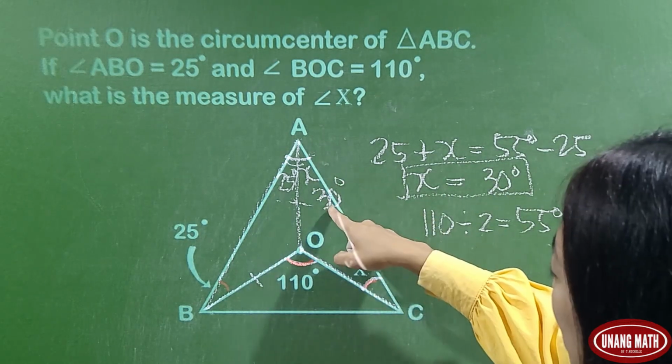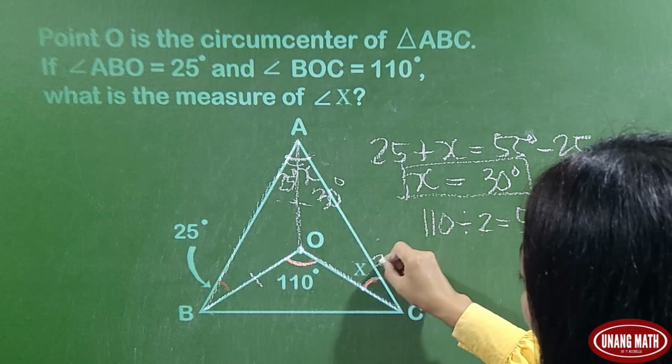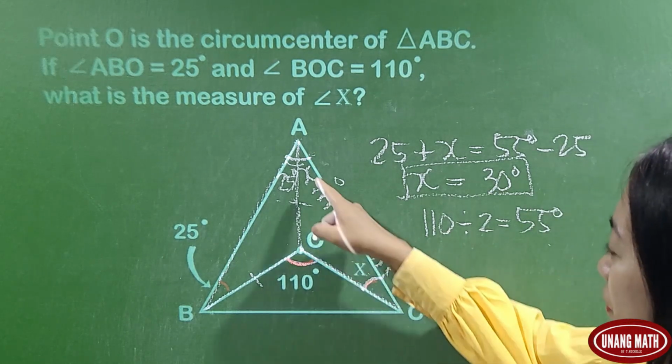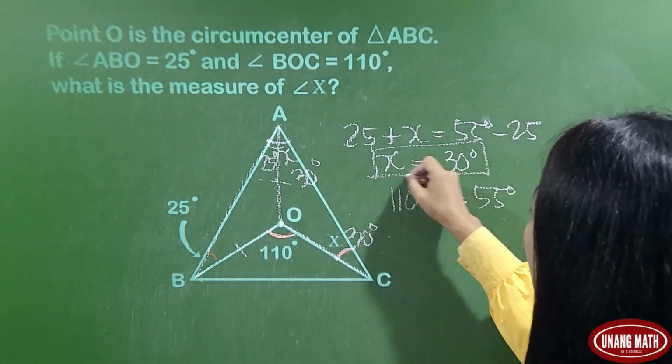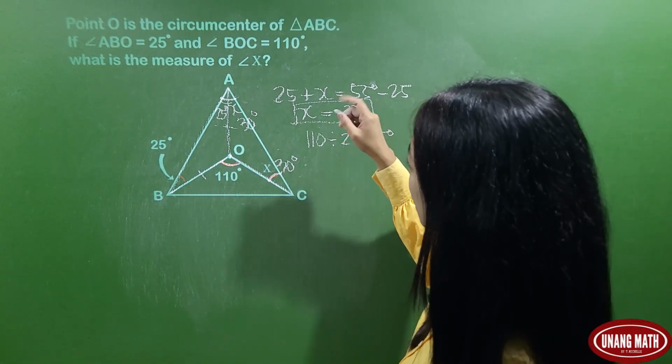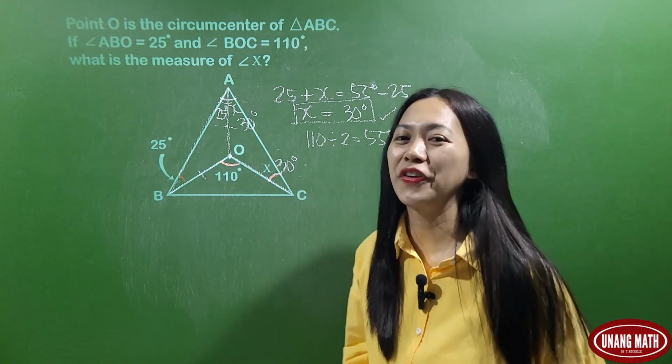This is x, or 30 degrees. That means this is also 30 degrees because these are the base angles of this isosceles triangle. So in this question, the measure of angle x is 30 degrees.